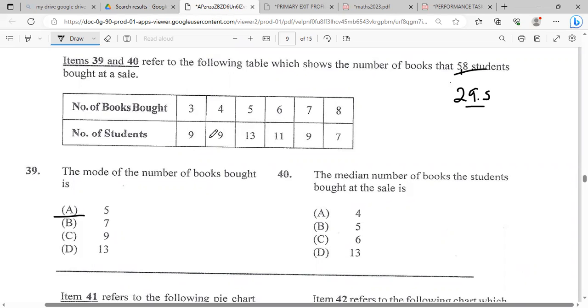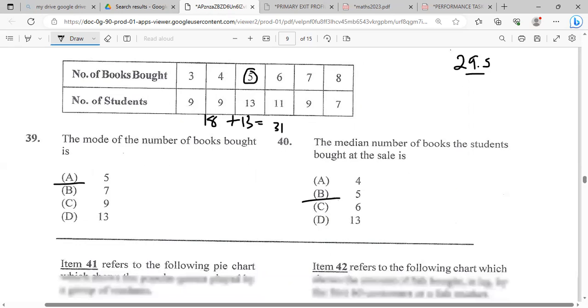So we have 9 students plus 9. This gives us 18. Add on a further 13, which gives us 31. All right. So from 18 to 31 is going to be 5. So the median would be 5. Let me set up the next one a little bit differently.